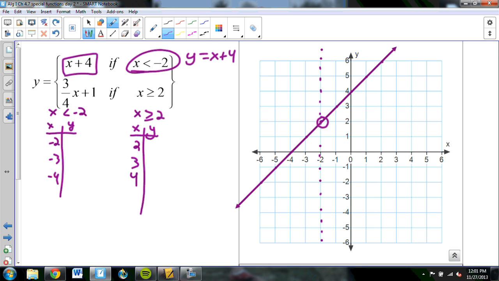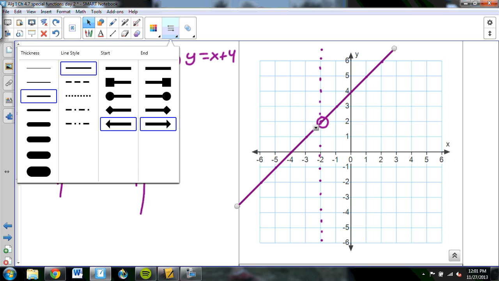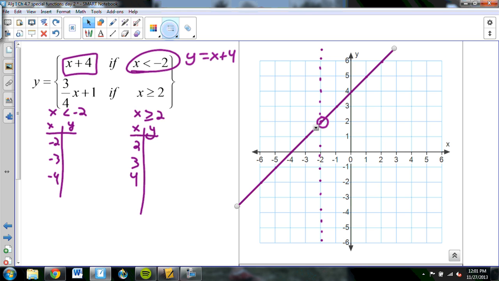So I'm going to take the rest of the graph and erase it. And you can't erase as well as I can, but you can still basically erase. So I can grab this and erase it until there. That's the first piece of the piecewise function that I want. I can think about graphing the whole line and then erasing the stuff I don't want. Let me show you the other one.